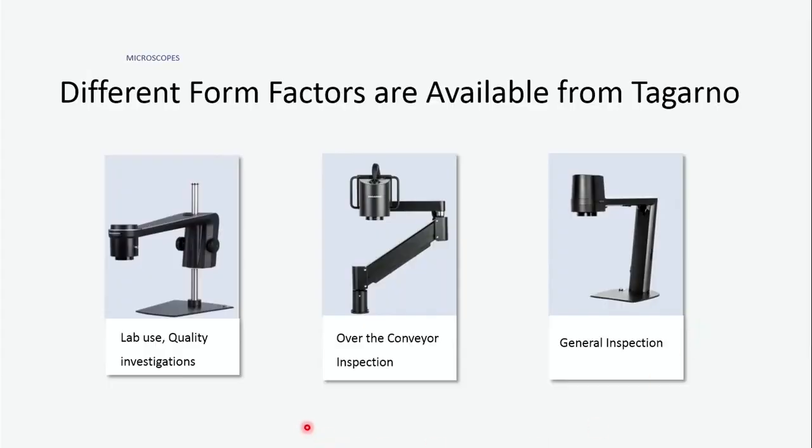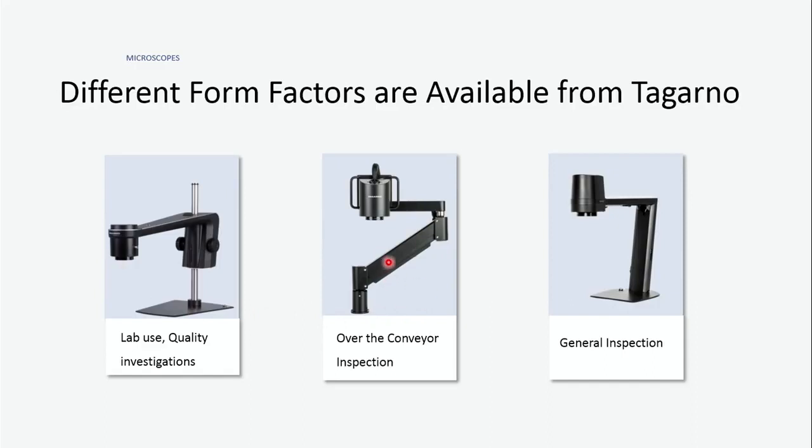We saw a picture of this particular microscope on the first screen. With its adjustable height stand, it really allows us to make use of a variety of different lens and lighting options here. So it allows us to go everything from a macro lens up to in the range of 500 or 600x magnification. So this system is mostly used in the lab or for quality investigations.